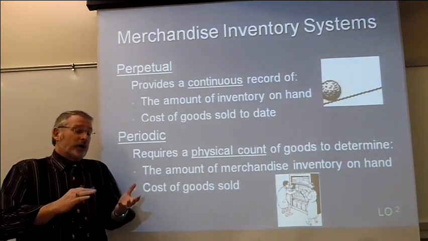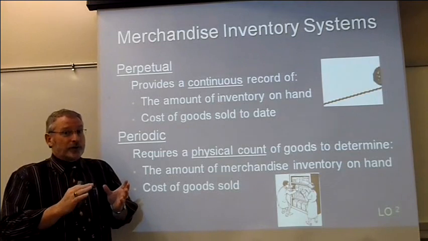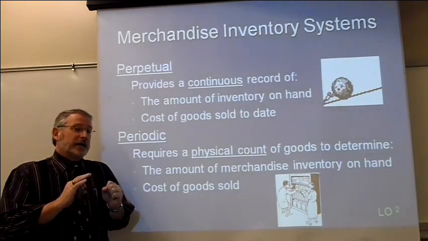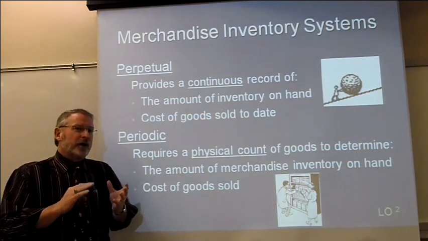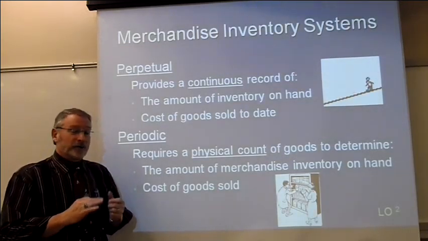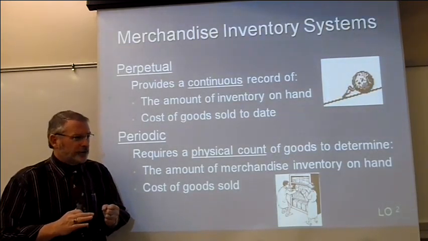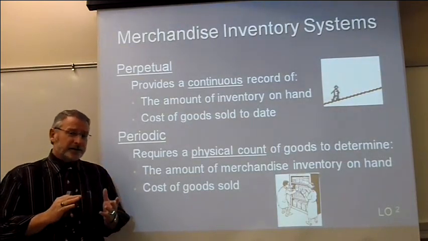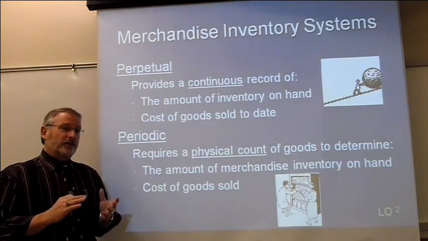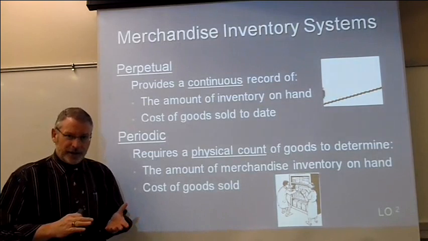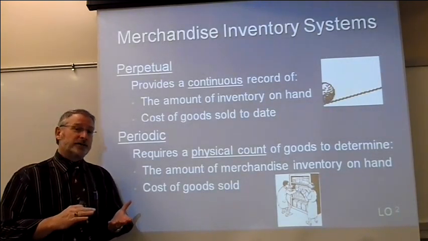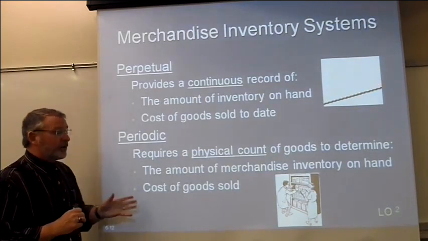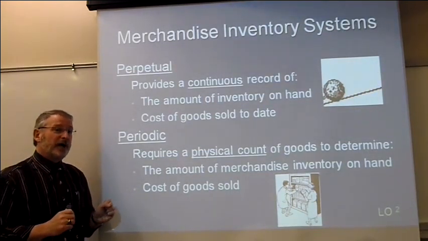This is, to be fair, usually a really good estimate of what it is. We don't know exactly what it is until some point in the future, but it's a very close guess and good enough for most of the things we're going to do. The other system is the periodic system, where we don't continuously update the inventory and we don't continuously update an account called cost of goods sold. Here we only periodically check to see how much we have on hand.